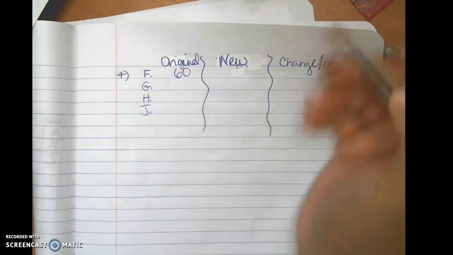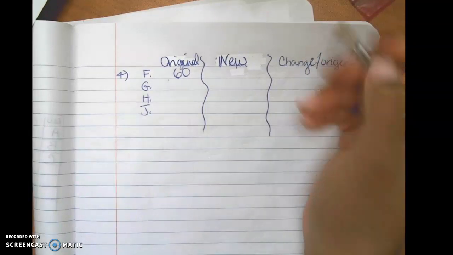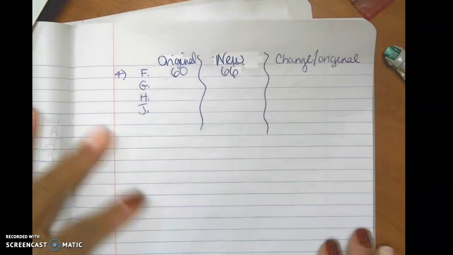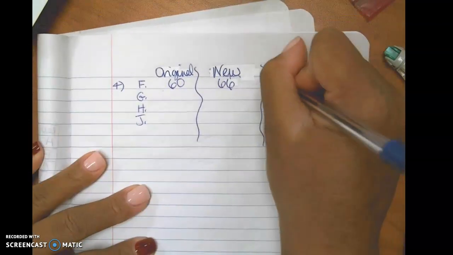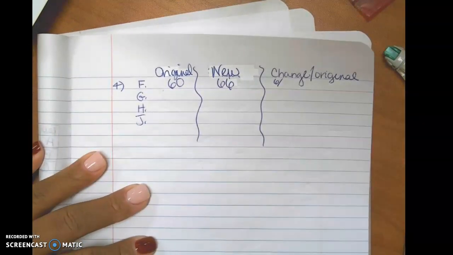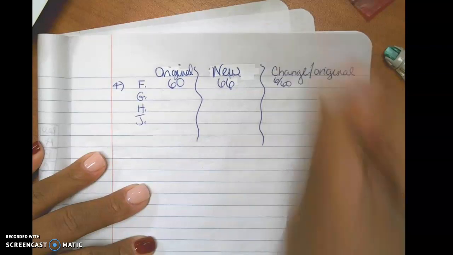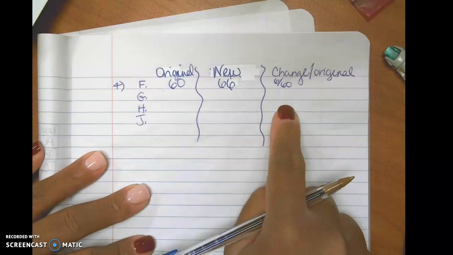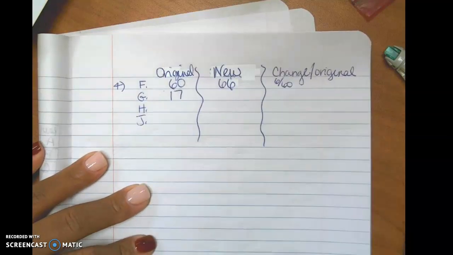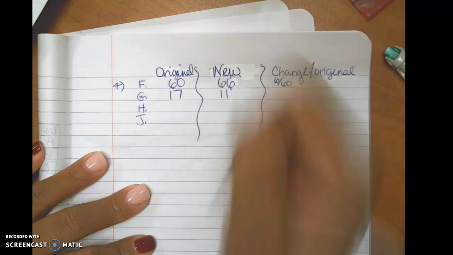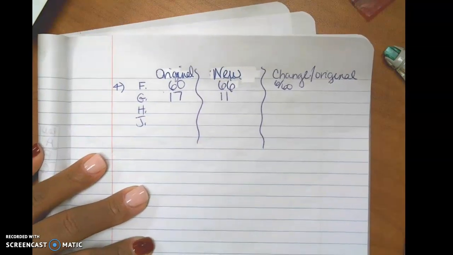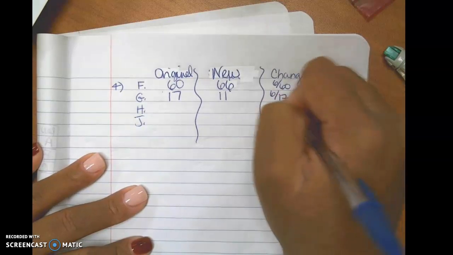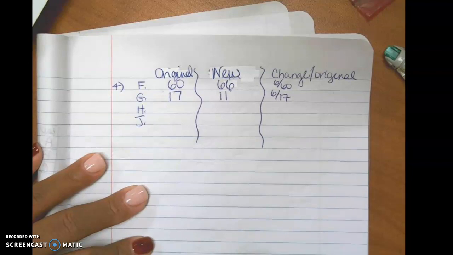All right, my original number is 60 and my new height is 66. How much did it change by? 6. And then what's the original number that I started with? 6 out of 60. There's one ratio. The next one, it says a board that measures 17 inches. That's where I start. And it now measures 11 inches. What's the difference between 17 and 11? 6 again. But what is my original? 6 out of 17. There's my second ratio.